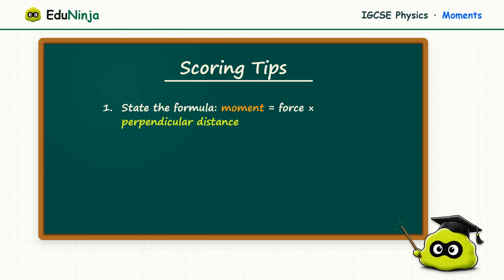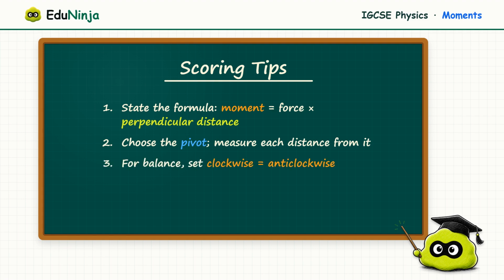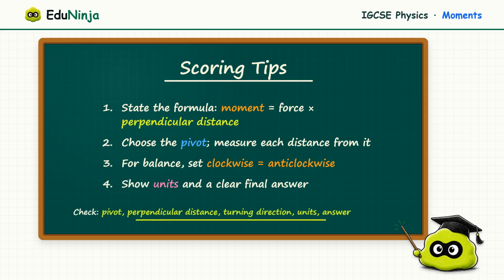1. State the formula. Moment equals force times perpendicular distance. 2. Choose the pivot and measure every distance from the pivot. 3. For balance, set the clockwise moment equal to the anti-clockwise moment. 4. Show the units and give a clear final answer. Final check, pivot, perpendicular distance, turning direction, units, and answer.